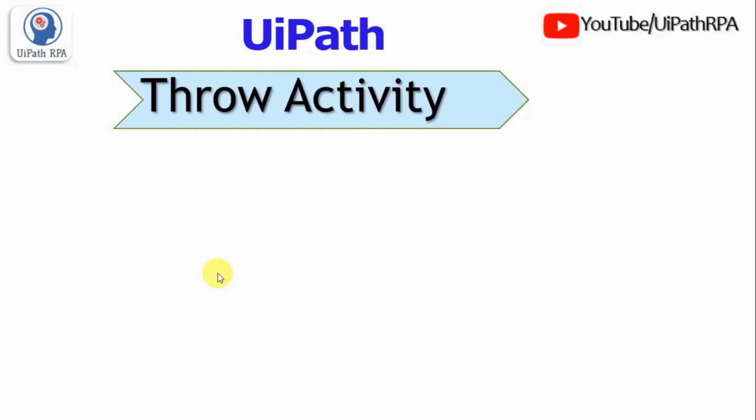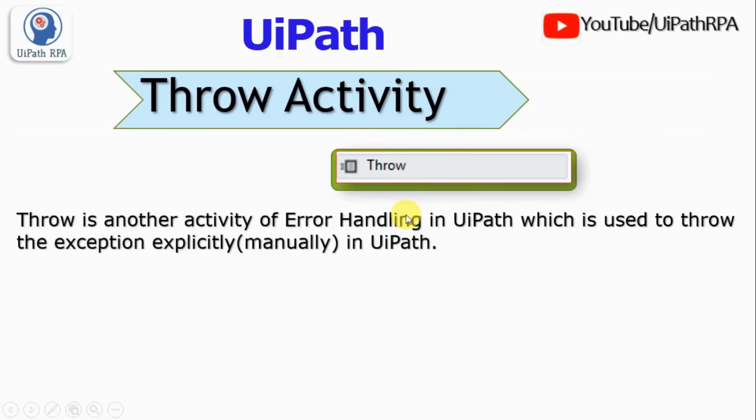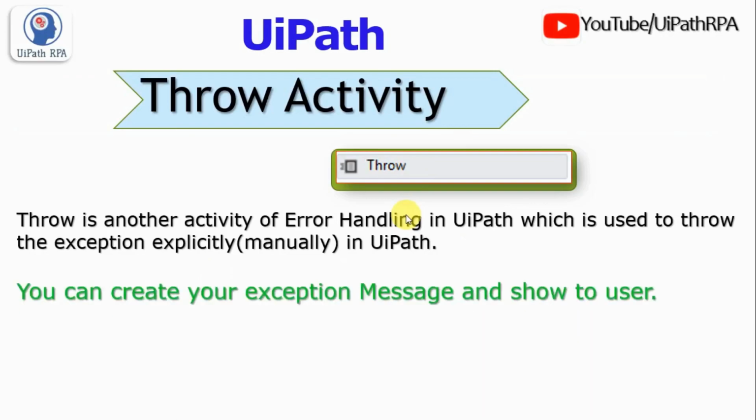Now we'll learn about the throw activity. What is the use of throw activity? So throw, it will look like this in UiPath. Throw is another error handling activity in UiPath, which is used to throw exceptions explicitly, or you can say manually, in UiPath. You can create your own exception message and show it to the users.